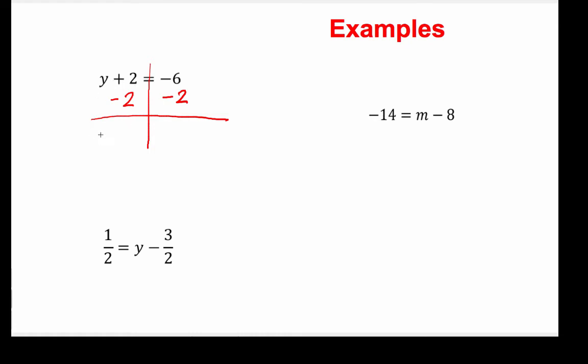Y, I'm not doing anything with y, so I will bring the y down. The plus 2 and the minus 2 give me a 0. So we say they cancel each other out, but really we're creating 0 there. We have our equal sign on our line.